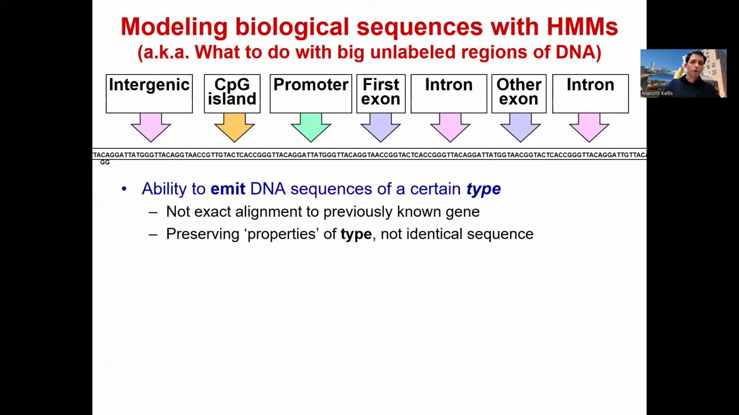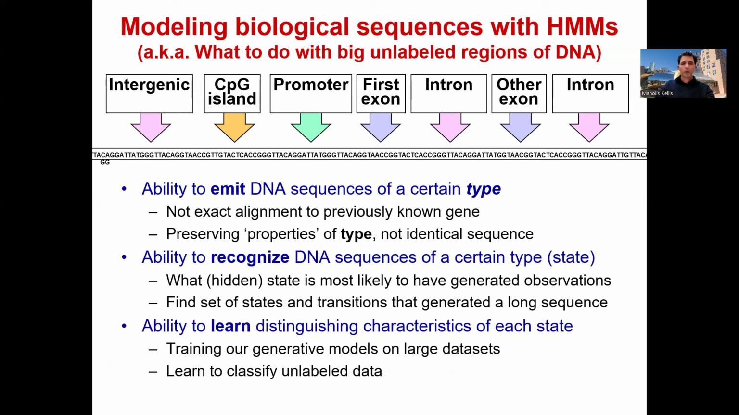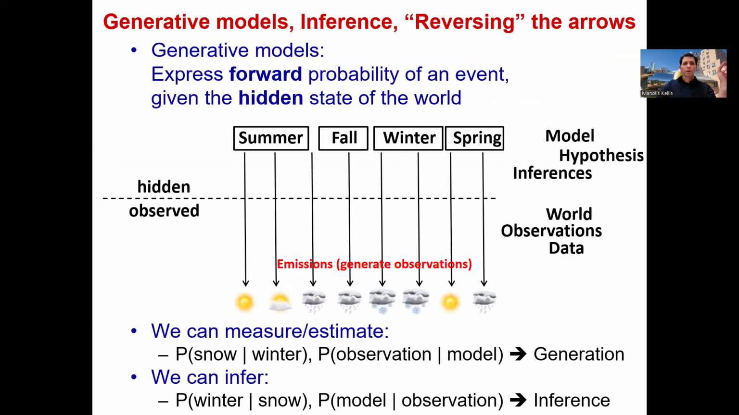So what we want with this hidden Markov model is the ability to both emit a DNA sequence of a certain type, to recognize DNA sequences of that type, and to learn the distinguishing characteristics of a given state. Everybody with me here? Awesome.